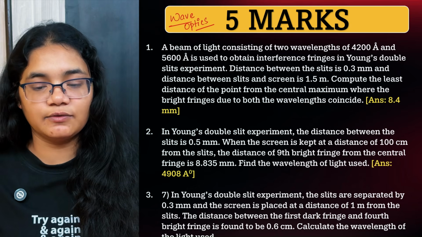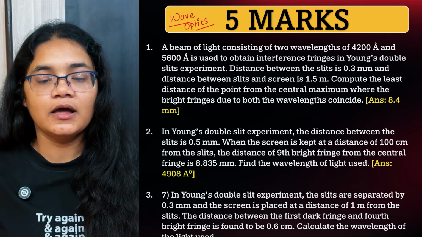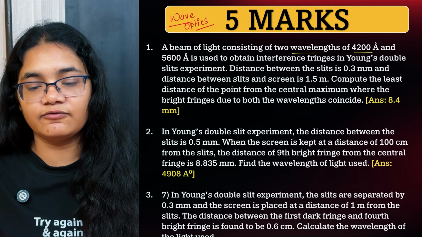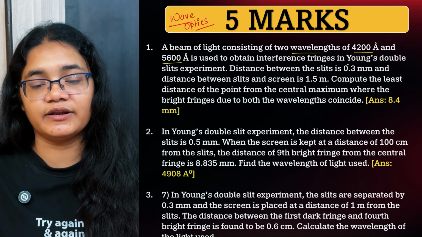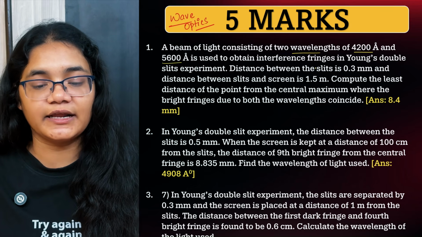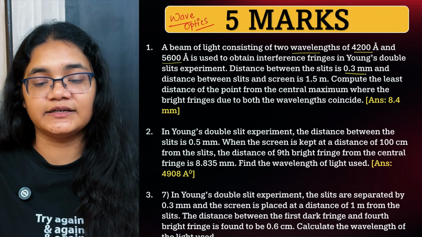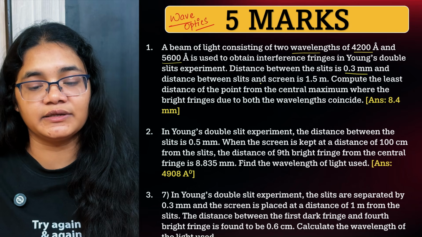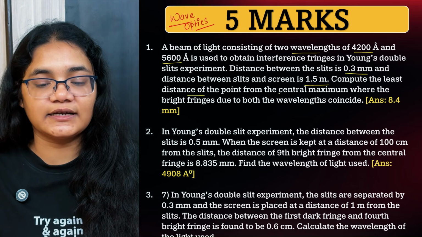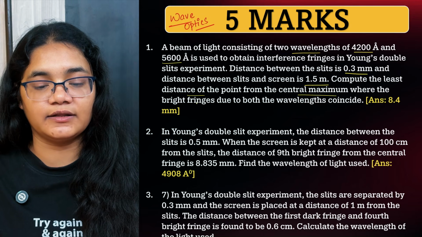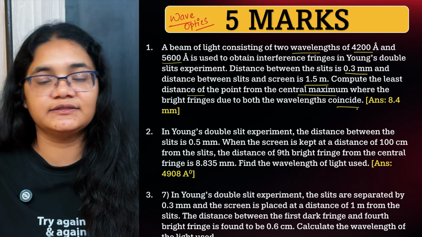Okay, so the first one is, a beam of light consisting of two wavelengths of 4200 angstrom and 5600 angstrom is used to obtain interference fringes in Young's double slit experiment. The distance between the slits is 0.3 mm and the distance between the slit and the screen is 1.5 meter. Compute the least distance from the central maximum where the bright fringes due to both the wavelengths coincide.